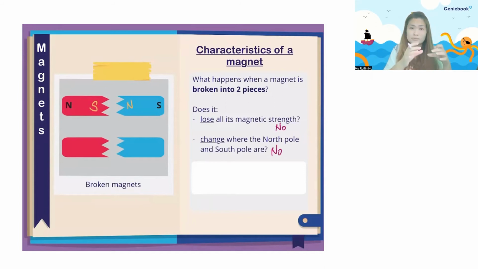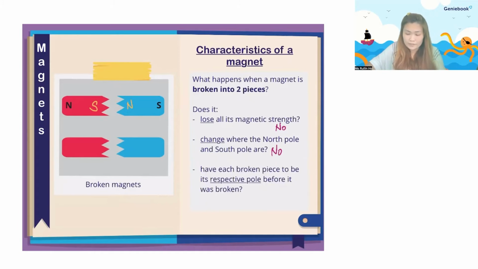So the first piece will have the north, right? And the other end of the first piece will become the south. And the other piece will have the south, the other end will become the north. Okay, then the last one. Has each broken piece got its respective pole before it was broken? That will be a yes, because now you are getting two separate magnets.